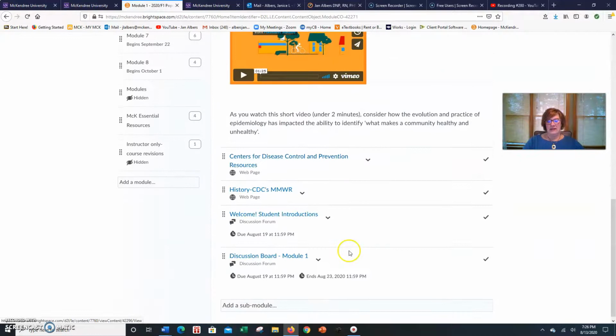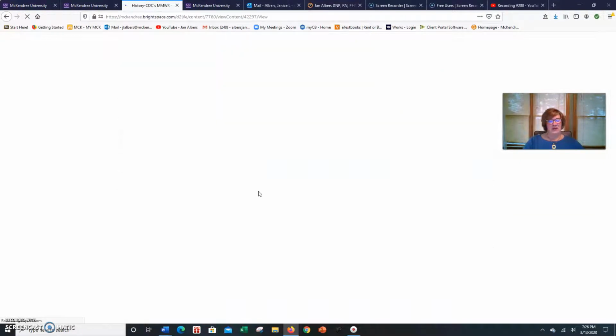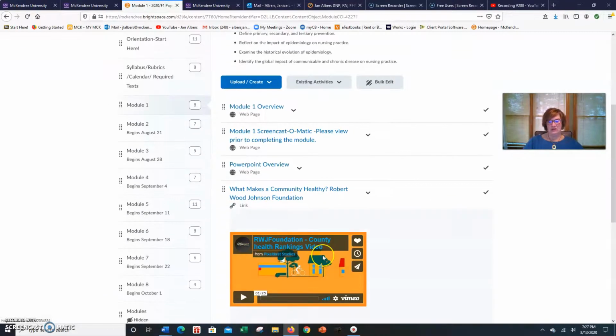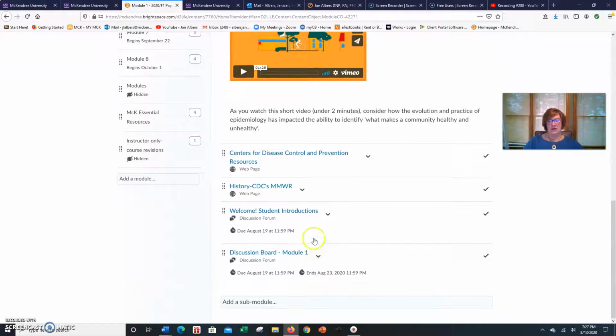With that being said, there's an overview of the MMWR, and know that we will be using the Morbidity and Mortality Weekly Report as we move forward in the course as well. This kind of breaks down how the MMWR is structured, and this has a nice overview of that particular structure. So just know that those resources are foundational and they're here for you in the course.